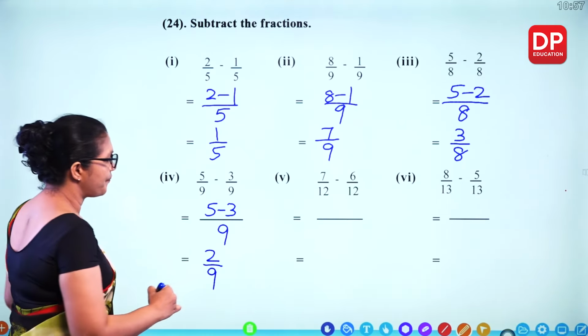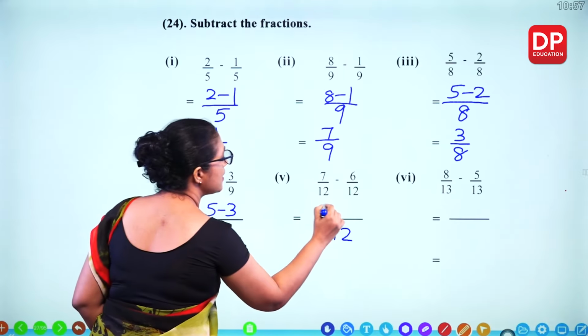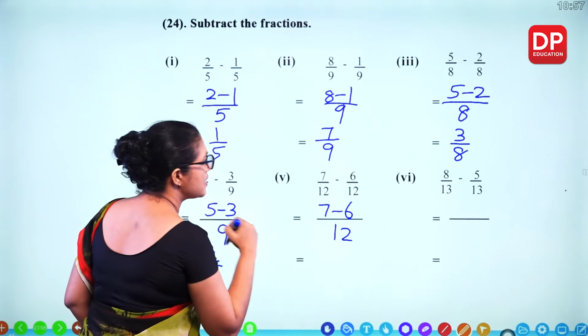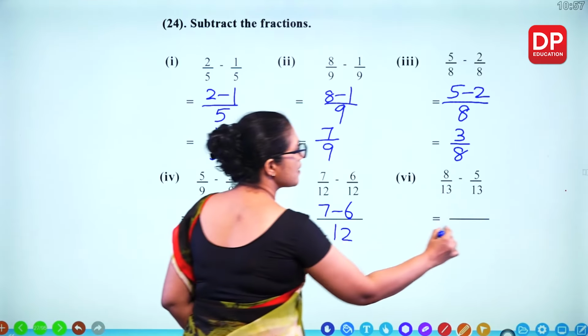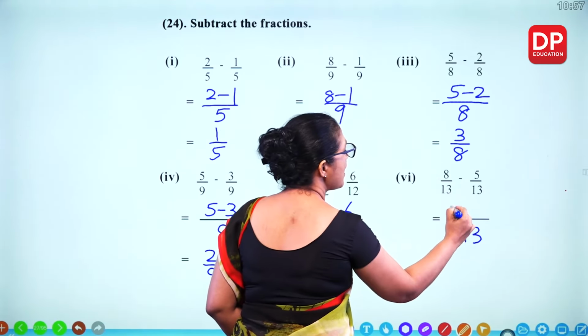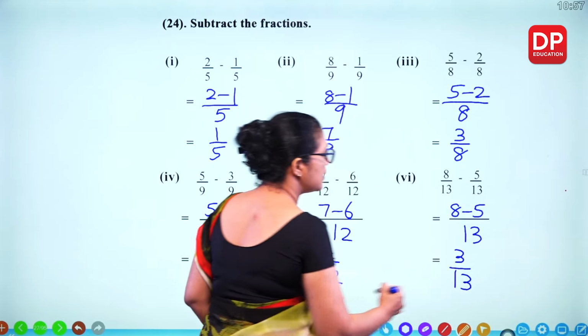2 over 9. Here, same denominator, subtract the numerators. That's 1 over 12. Same denominator, subtract the numerators. That's 3 over 13.